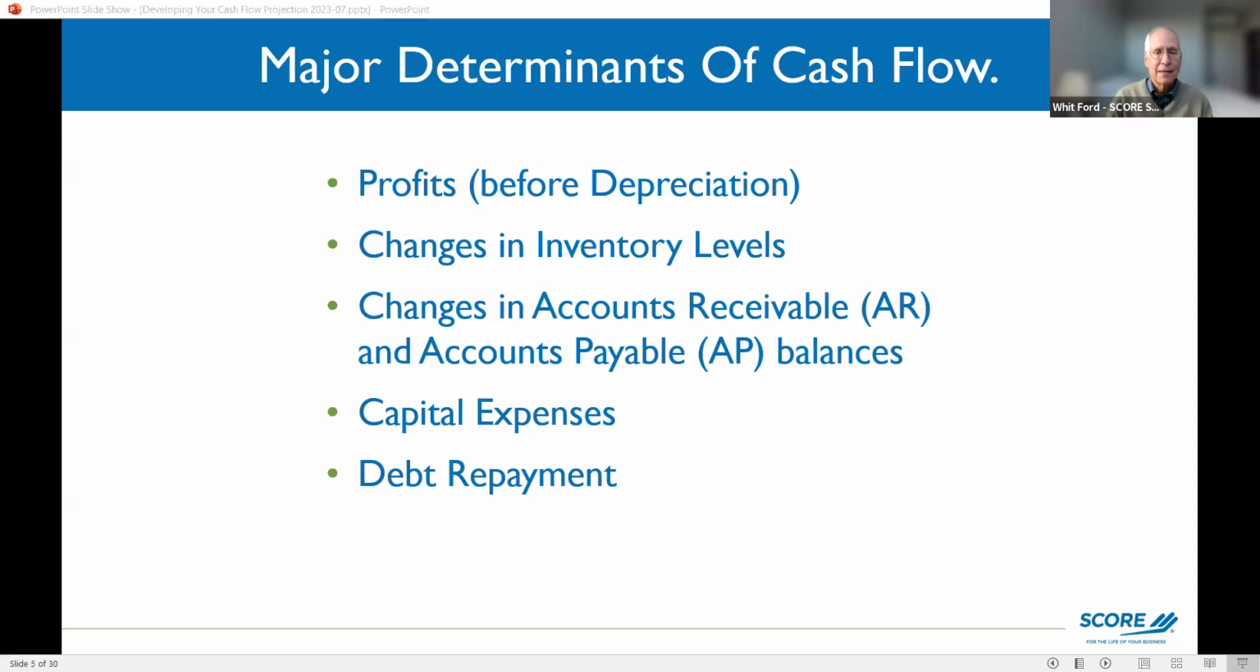And these accounts that I've listed on this slide are the ones that are most likely to affect your cash flow. So if you don't expect a change in inventory levels and don't expect accounts receivable or accounts payable to change, then you don't need to worry about those. But do think about any upcoming capital expenses and any debt repayment that you'll have during the period that you're forecasting.